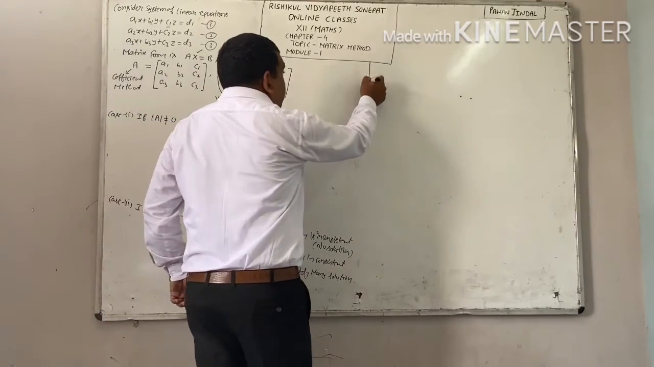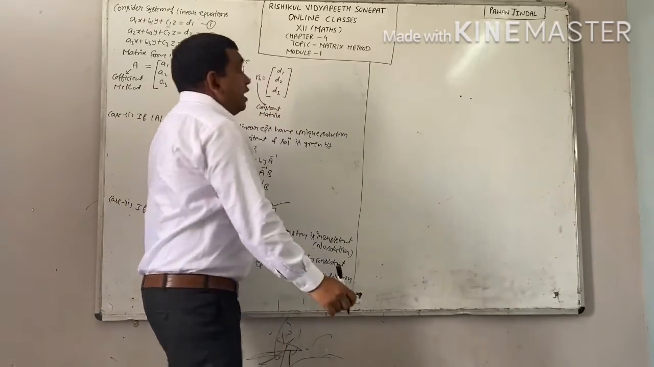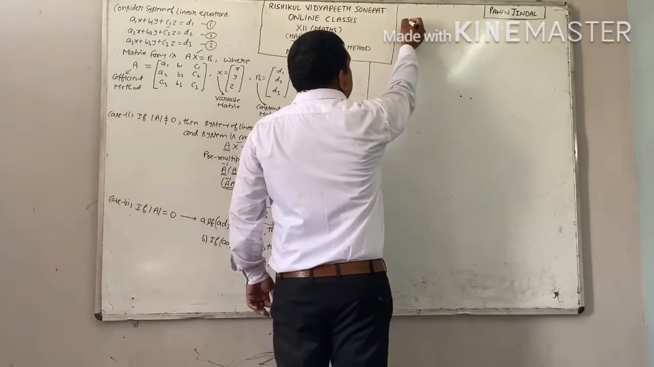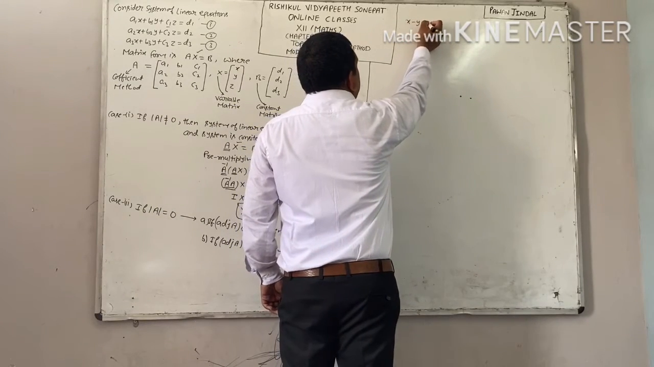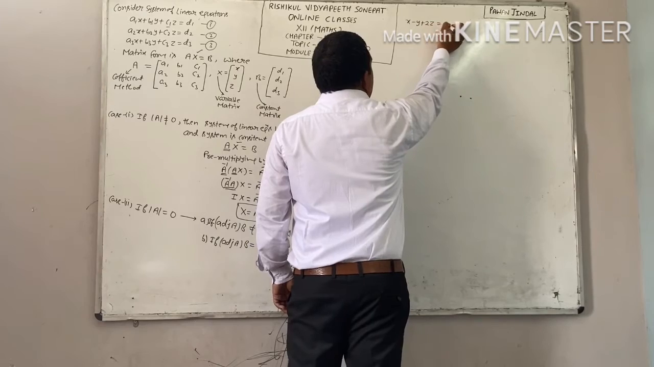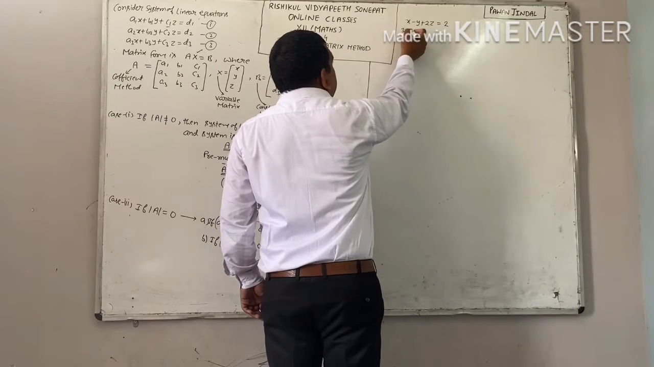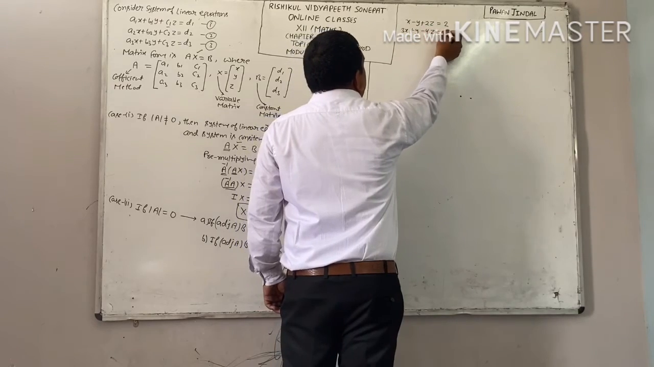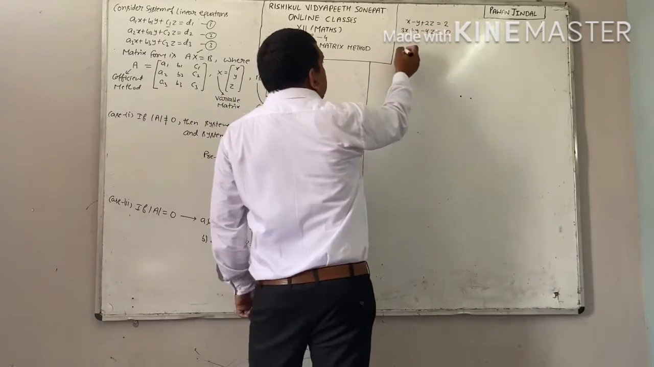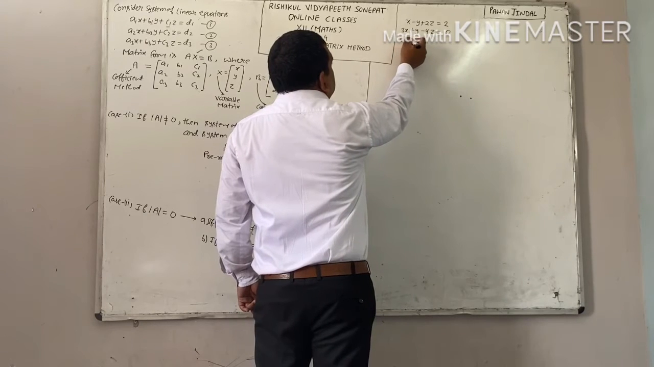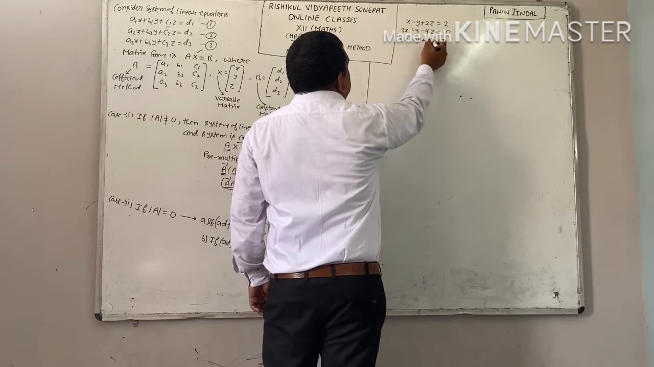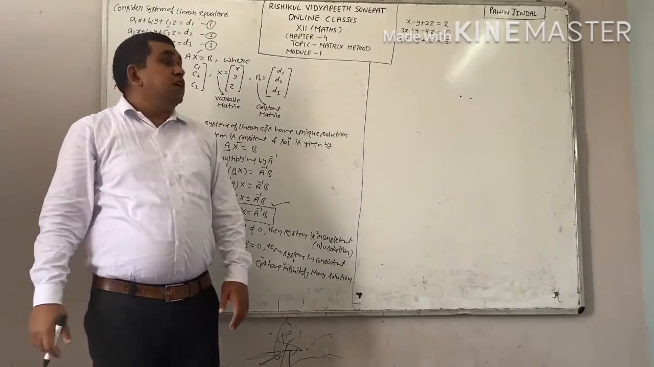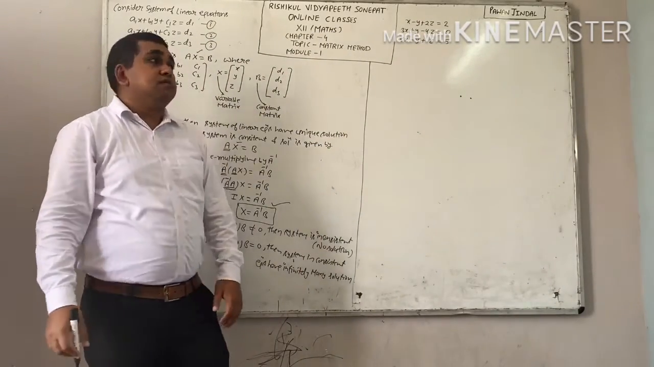Now, I am considering 3 equations and I will solve these 3 equations by matrix method. First equation I am writing x minus y plus 2z equal to 2. Second equation 3x plus y minus 4z equal to 0. And third equation I am writing 5x minus y plus z equal to 5. These are the 3 equations and I want to solve these 3 equations by matrix method.